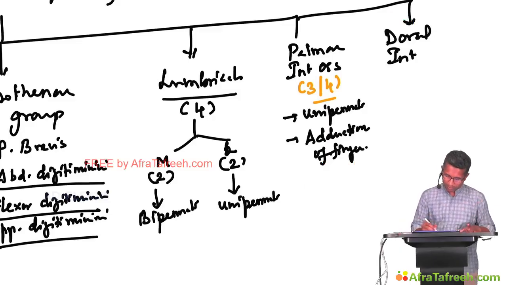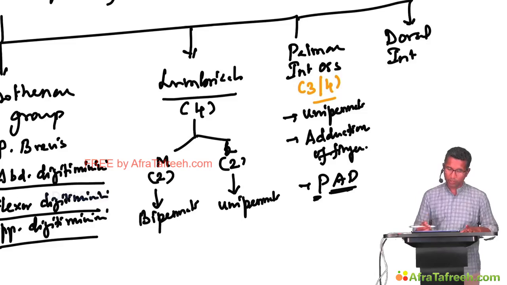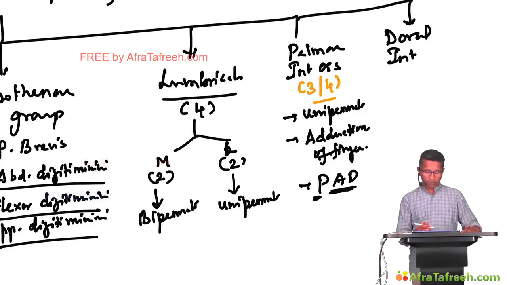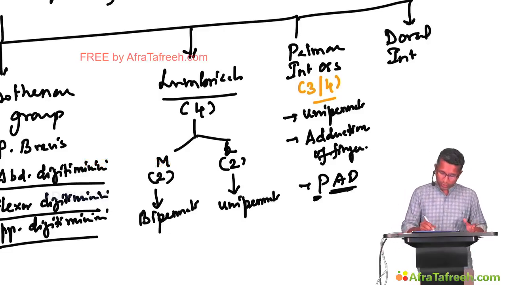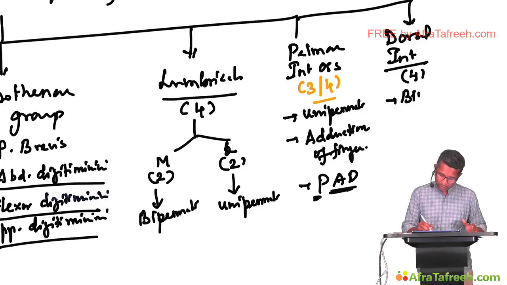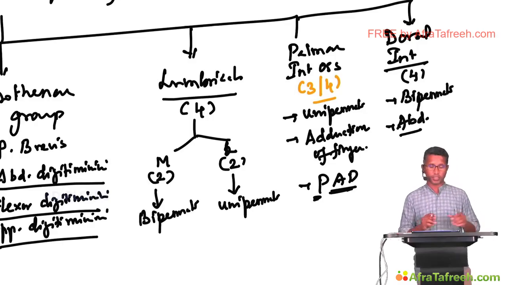So you can keep a simple mnemonic as PAD. AD stands for adduction, P stands for palmar interossei, and all these are unipinnate muscles, whereas dorsal interossei are 4 in number and they are all bipinnate muscles, guys. They help in abduction of the fingers. Please remember.